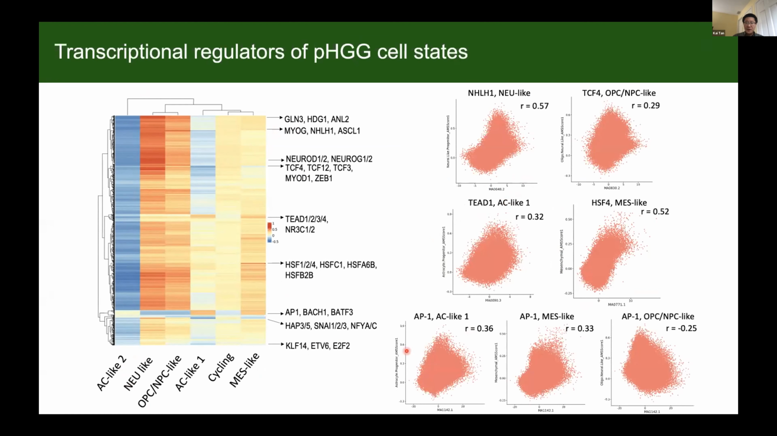Yeah, as you can see, a lot of these factors actually are implicated in Aaron's talk as well, including AP1 factors associated with the mesenchymal-like state, anti-associated with the OPC, NPC-like state, and also the TCF4, which is more associated with the developmental lineage, such as for OPC and NPC.